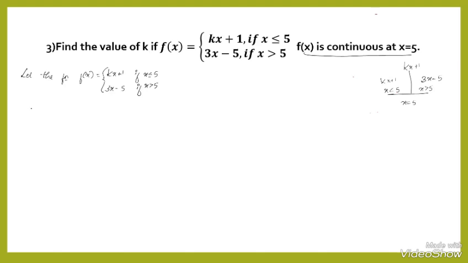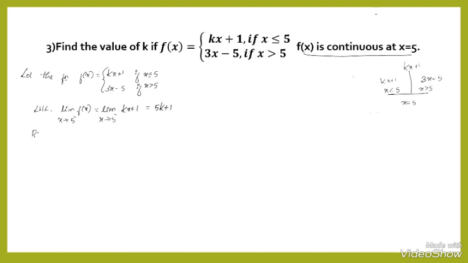The left hand limit x tends to 5 minus. Here they given 5. Limit x tends to 5 minus f of x is equals to limit x tends to 5 minus f of x. Here at x less than 5 means the function is kx plus 1. Substitute x by 5, that is 5k plus 1.